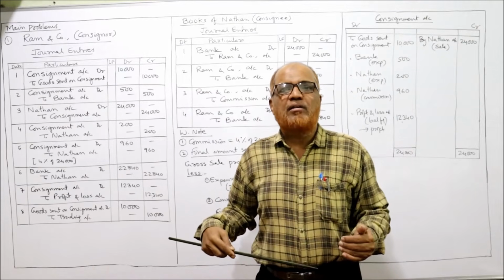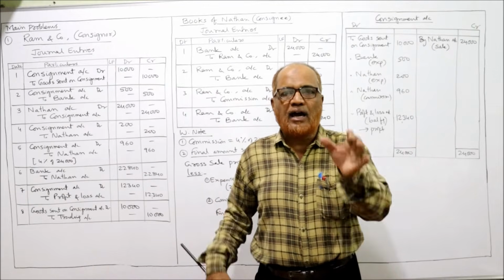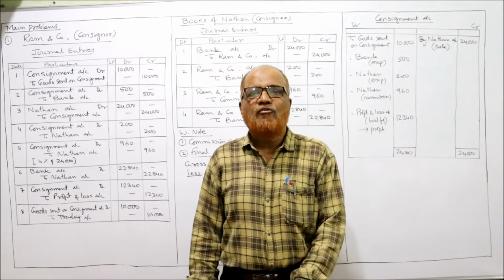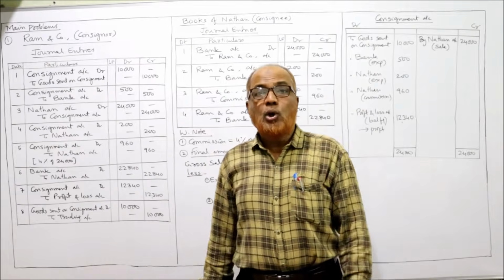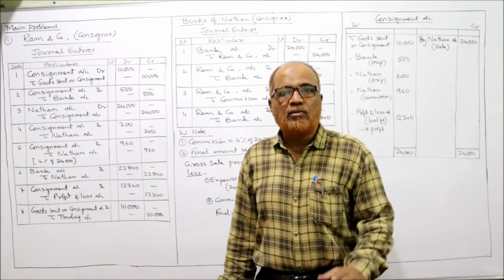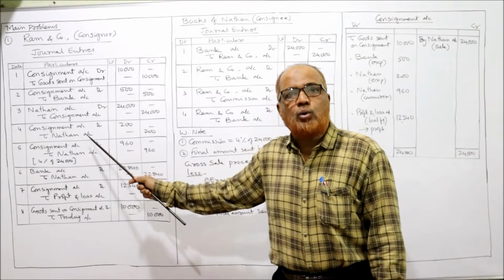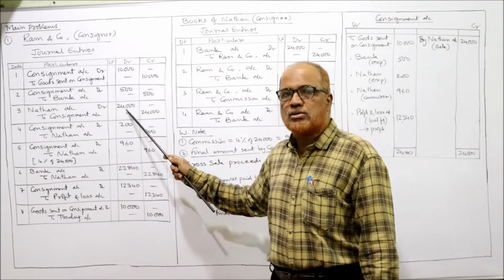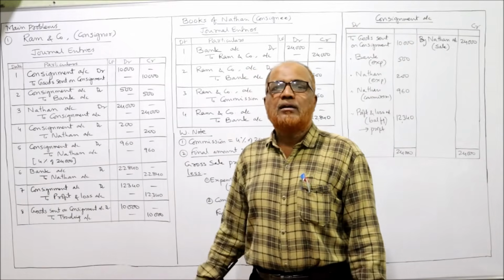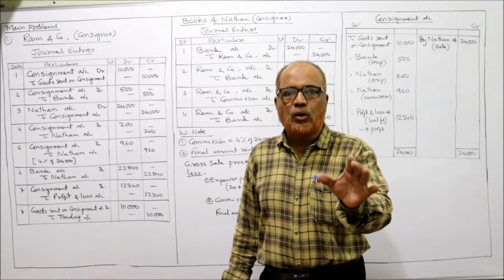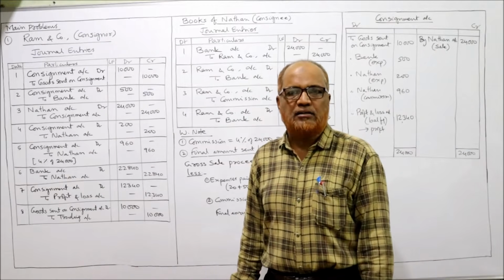Account sales has been received from the consignee. In account sales, it is given that the consignee has sold all the goods for rupees 24,000. Who has sold these goods? Nathan has sold. So entry will be Nathan account debit to consignment 24,000. Narration: being the goods sold by consignee.